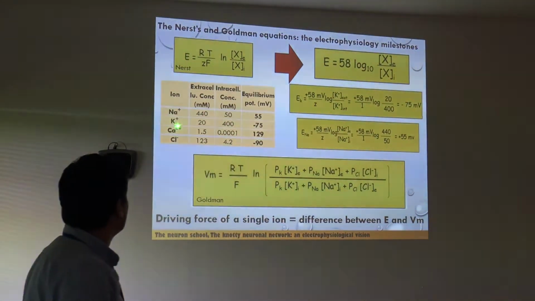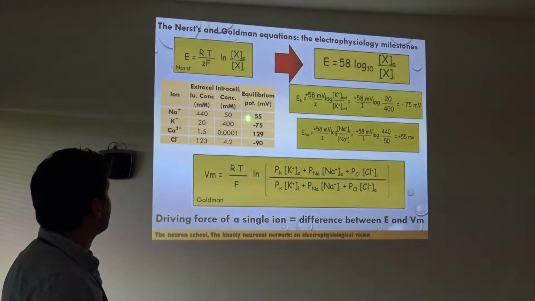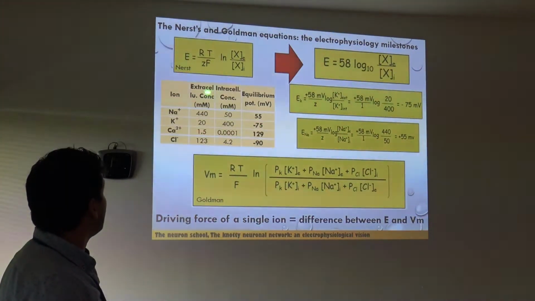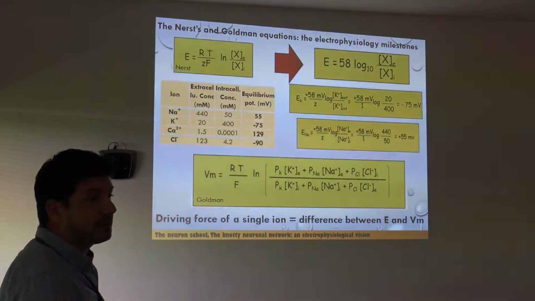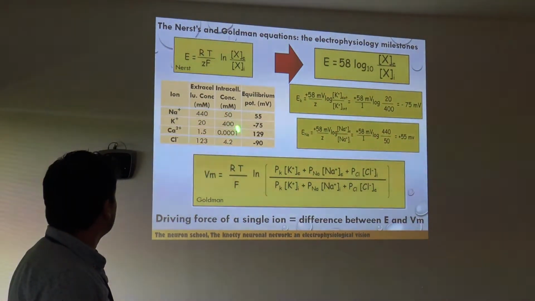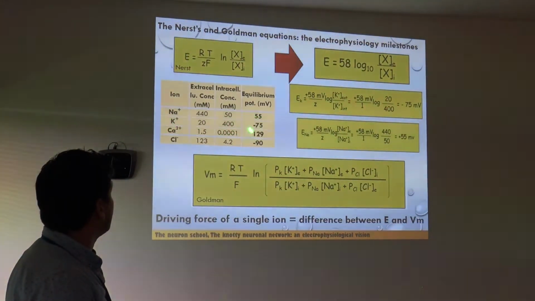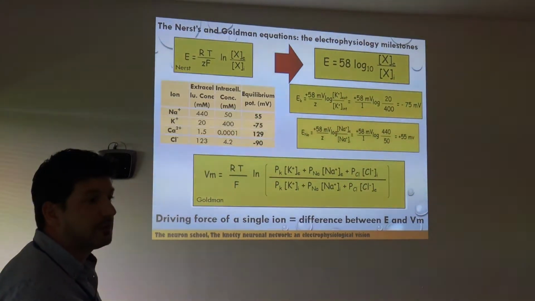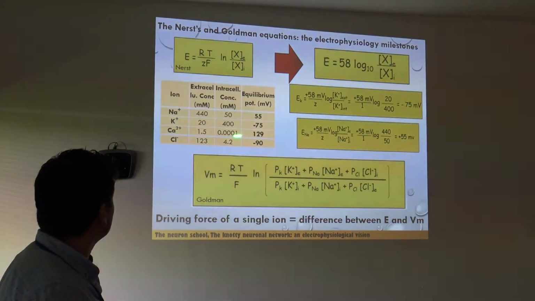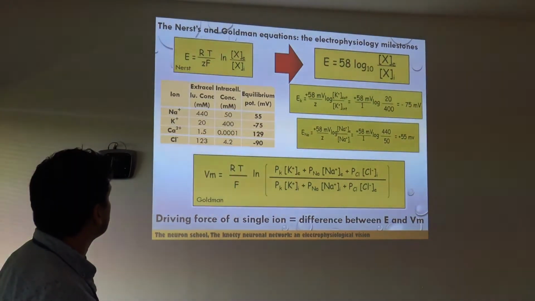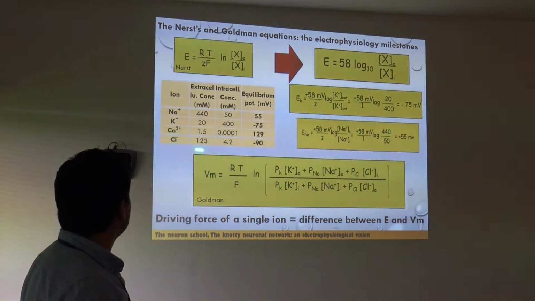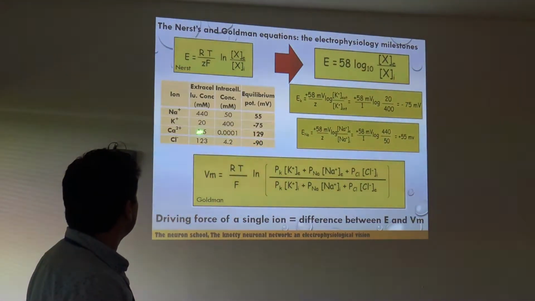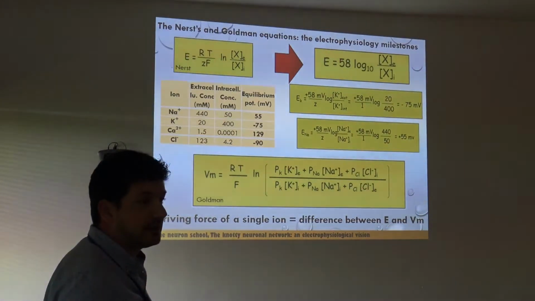For example, sodium has an equilibrium potential of plus 55. This depends on the fact that sodium is much more concentrated outside the membrane than inside. The opposite is true for potassium, which has an equilibrium potential of minus 75. Calcium is a particular ion that you can discuss a little bit later. And chloride has minus 90 because it's much more concentrated outside the cell.